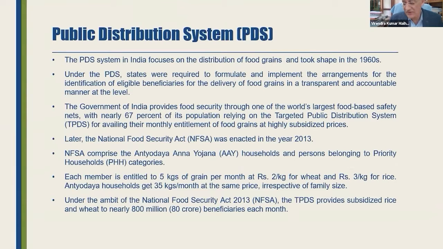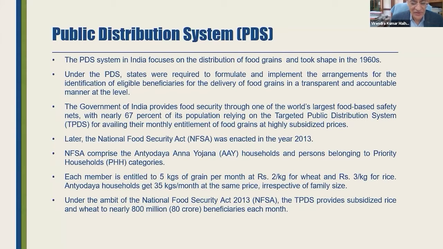India has one of the best public distribution systems, which took shape somewhere in the late 60s. Under PDS, the states are required to formulate and implement the arrangements for the identification of eligible beneficiaries for the delivery of food grains in a transparent and accountable manner at the state level. The Government of India provides food security through one of the world's largest food-based safety nets, with nearly 67% of the population relying on the targeted public distribution system for availing their monthly entitlement of food grains at highly subsidized prices.